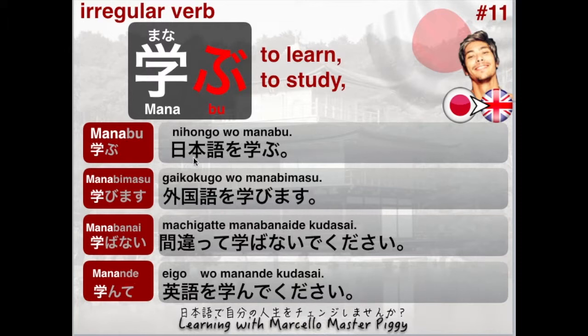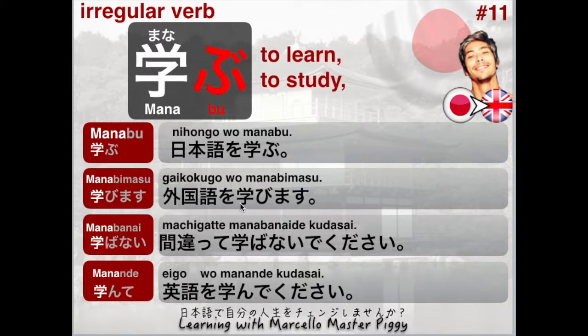Jishokei manabu, nihongo o manabu. Learn Japanese. To learn Japanese. Now, masu-kei is manabi masu, so ba bi bu be bo, we need the bi, so manabi masu.